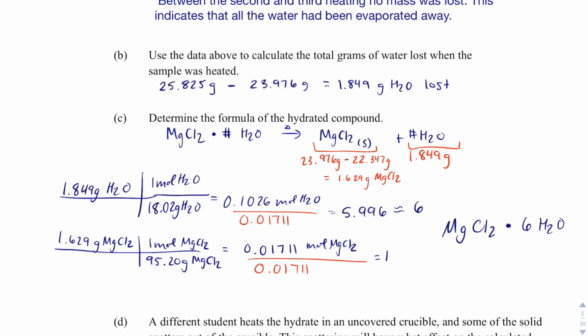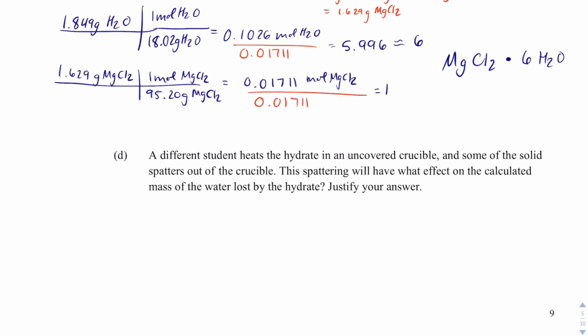And then the last question in this video, and this one comes up a lot, says a different student heats the hydrate in an uncovered crucible and some of the solid spatters out of the crucible. This spattering will have what effect on the calculated mass of water lost by the hydrate? I'm not going to write the answer here. I'm just going to talk through it.